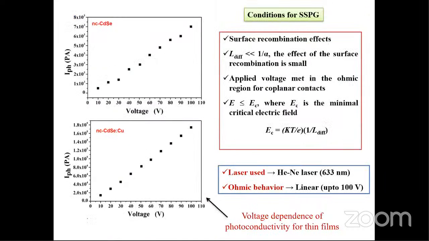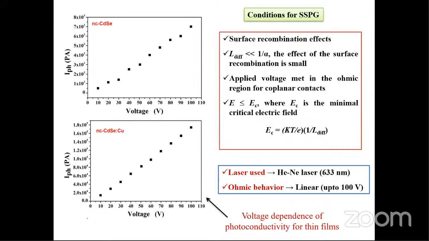Okay, so these parameters which we have plotted and calculated are the voltage dependence of photoconductivity for thin films. Here we have seen the surface recombination effects. In this case, the L diffusion should be very low as compared to 1 over alpha, and only then can we perform this experiment.